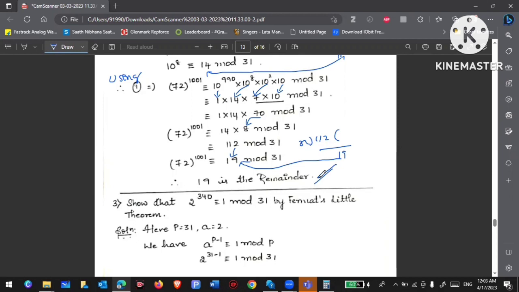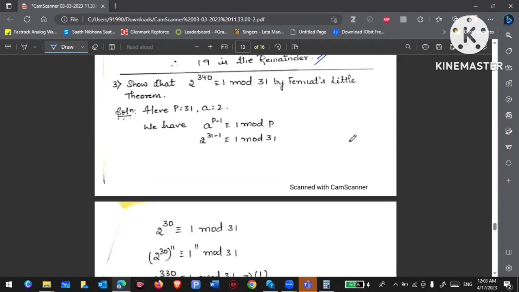Let's check out the third problem. Show that 2^340 is congruent to 1 mod 31 by Fermat's little theorem. The p value is 31, the a value they have given is 2. Fermat's little theorem says a^(p-1) is congruent to 1 mod p. The a value is 2, so 2^(31-1) is congruent to 1 mod 31. Here we get 2^30 congruent to 1 mod 31. Now how much do we need? We need 2^340. 2^30 we already have, whole to the power 11, and 1 to the power 11 on the right hand side.